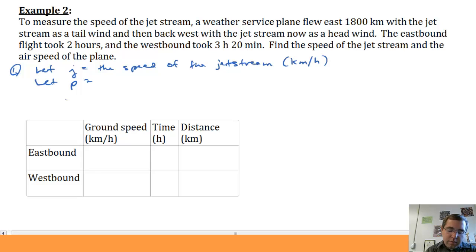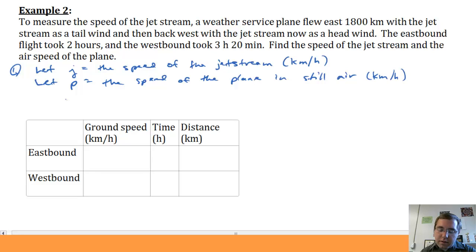And let P be the speed of the plane in still air. So if there was no wind, how fast would the plane be going? And again, that would be in kilometers per hour.